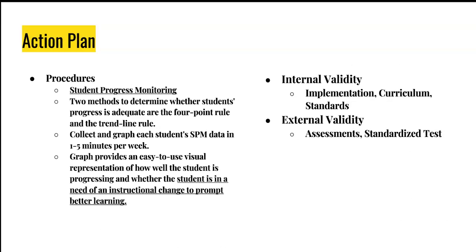And the action plan is just that, the progress monitoring. The 2 methods in determining whether a student's progress is adequate are the 4-point rule or the trend line rule. I'm more familiar with the trend line rule. And you would collect and graph each student's progress monitoring data in 1 to 5 minutes per week. It's easy to visualize. The internal validity is the curriculum, the standards, the implementation throughout the whole entire teaching. The external will be based on the assessment, standardized tests, the skill set.